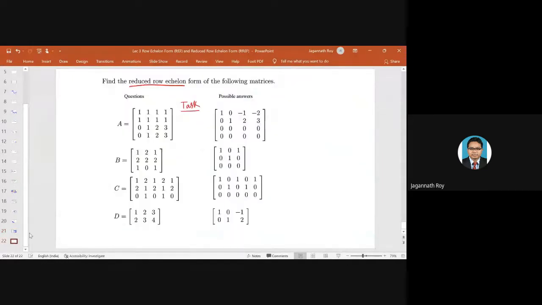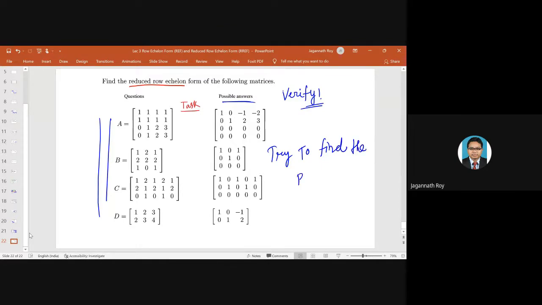And try to find out this reduced row echelon form. That means verify. These are possible answers, verify them. They may not be correct, but you have to try whether they are correct or not. So given 4 matrices, try to find the RREF of the given matrices.